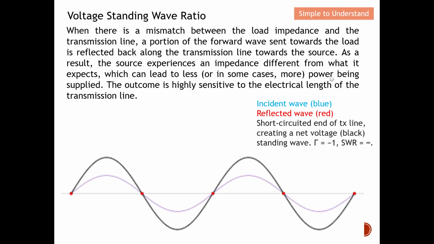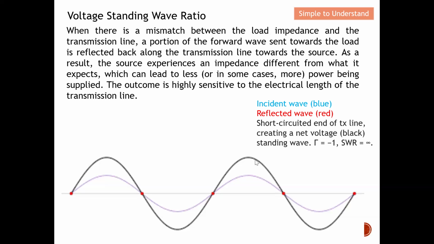but in some extreme cases, more power will be able to be supplied. But typically less power will be supplied. Very rarely can more power be supplied. The outcome is highly sensitive to the electrical length of the transmission line. So let's take a look at this animation to understand better.